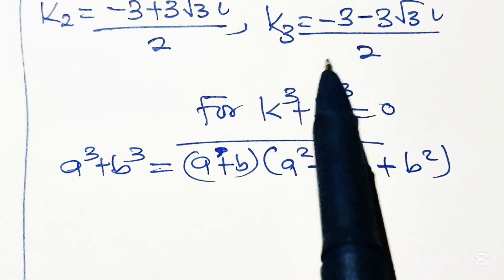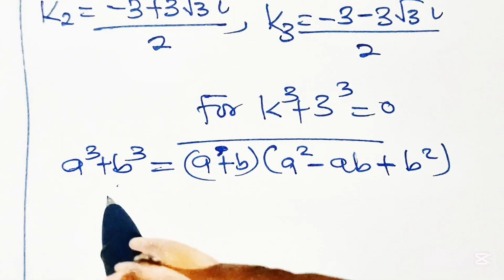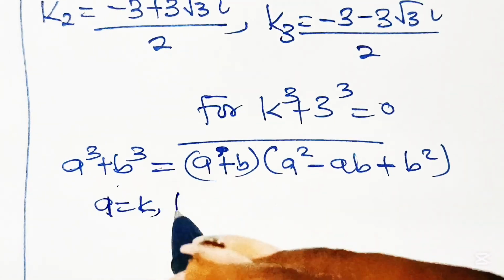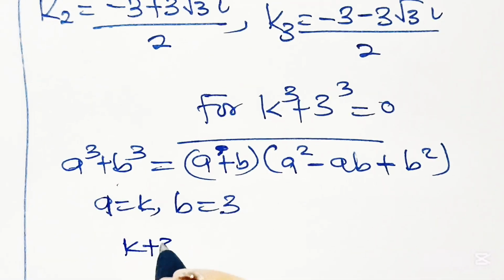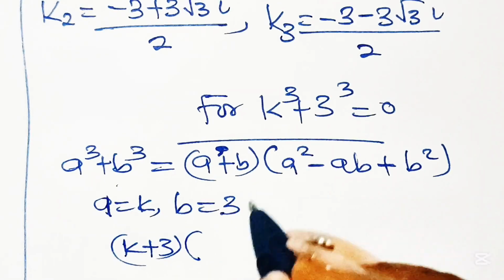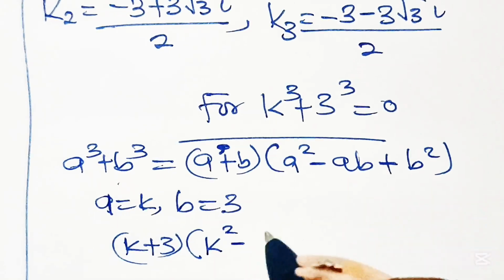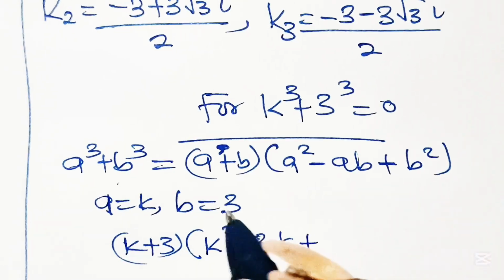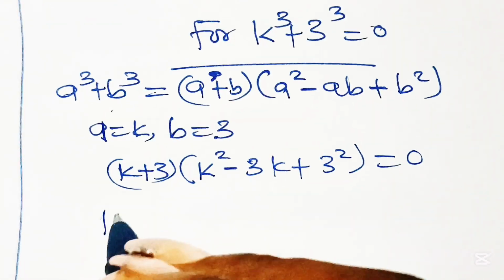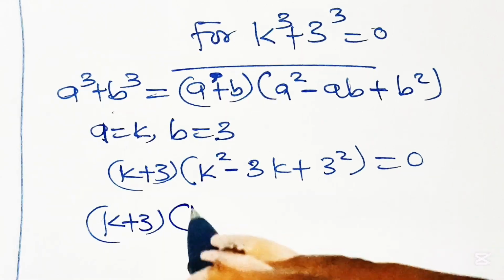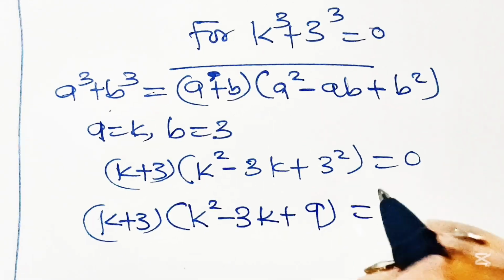So if we express this in this form, we are going to have our a is k, right, and our b is equal to 3. So we are going to have a plus b, that is k plus 3, multiplied by a squared, that is k squared, minus ab, that is k times 3, which is 3k, plus b squared, that is 3 squared, okay, is equal to 0. So we have k plus 3 multiplied by k squared minus 3k plus 9 is equal to 0.